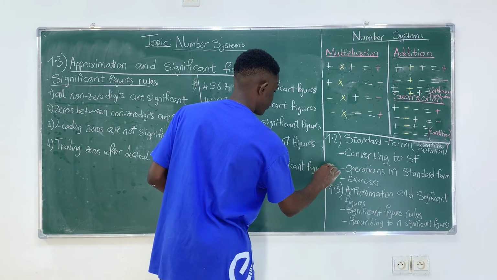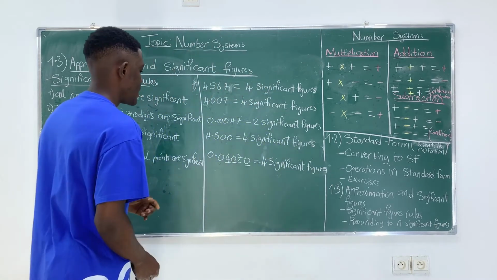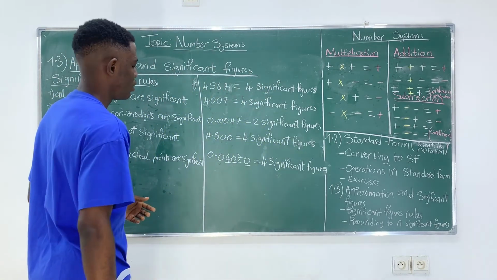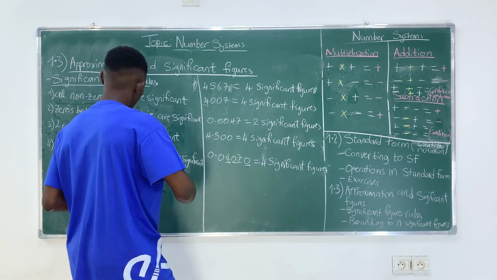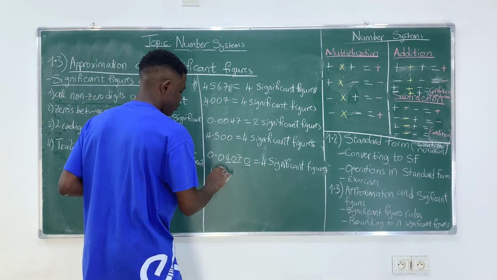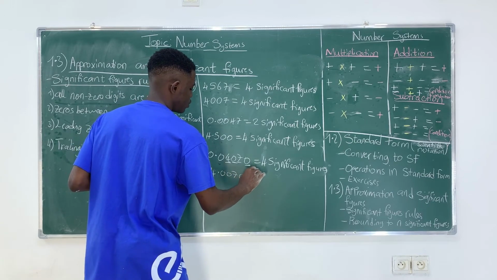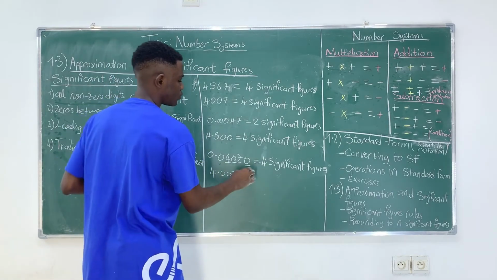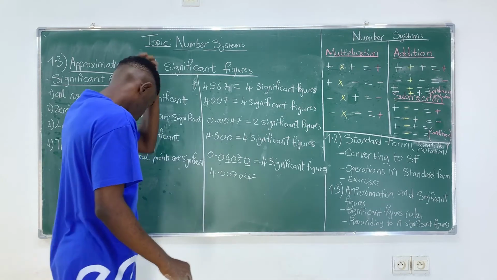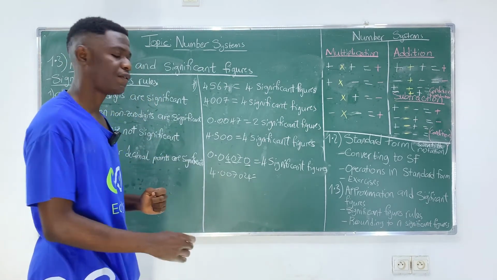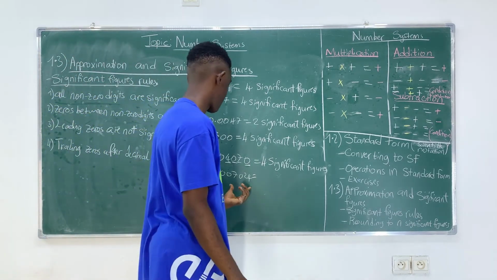Same thing. How many? Okay, 4.007024. How many significant figures are here?